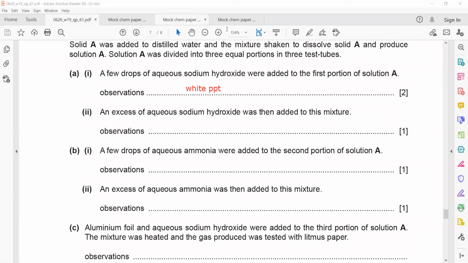Excess of sodium hydroxide, we had more than enough sodium hydroxide. What is the observation? The precipitate dissolves to form a colorless solution. If it was a colored precipitate, then a colored solution would form. But because it's a white precipitate, the white precipitate dissolved to form a colorless solution.